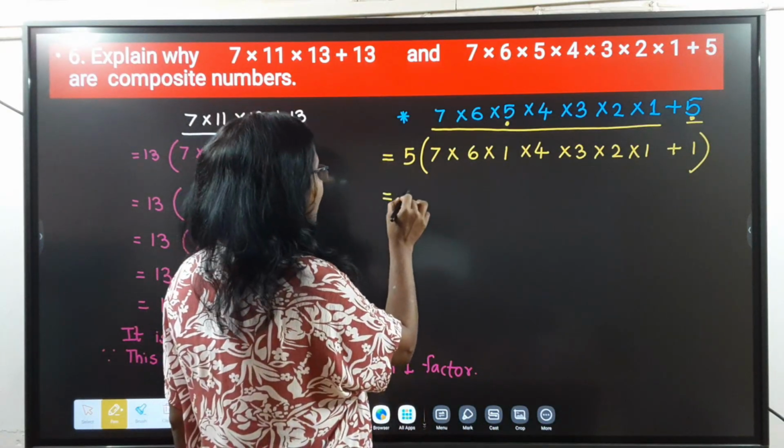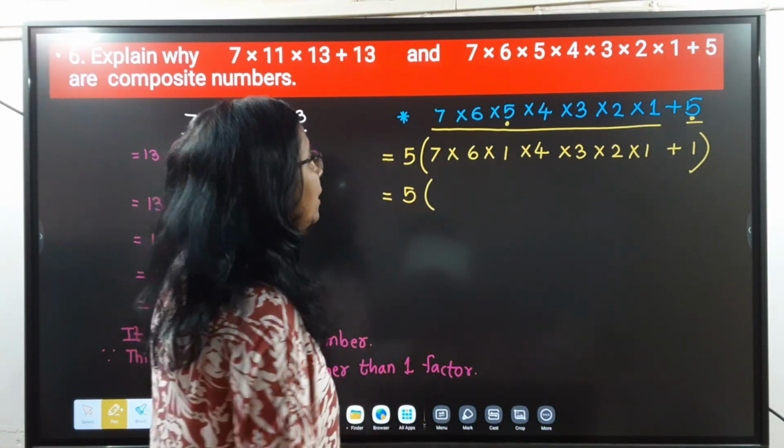Then here 5, and then these are the numbers.